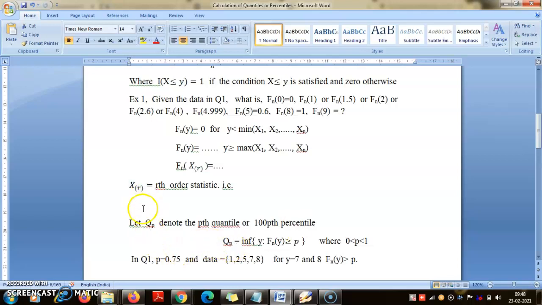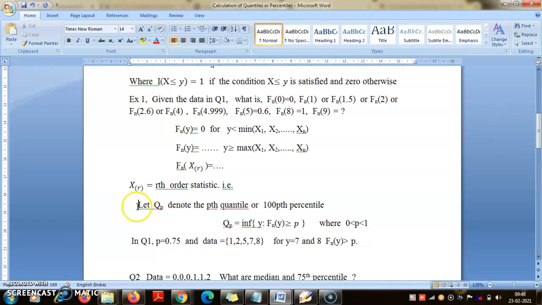So the final point is that now, given this empirical distribution function, I will define the pth quantile, or the 100 times pth percentile, for any fraction p to be that value for which Fn(y) will exceed the value p for the first time. Infimum of y such that Fn(y) is at least p.